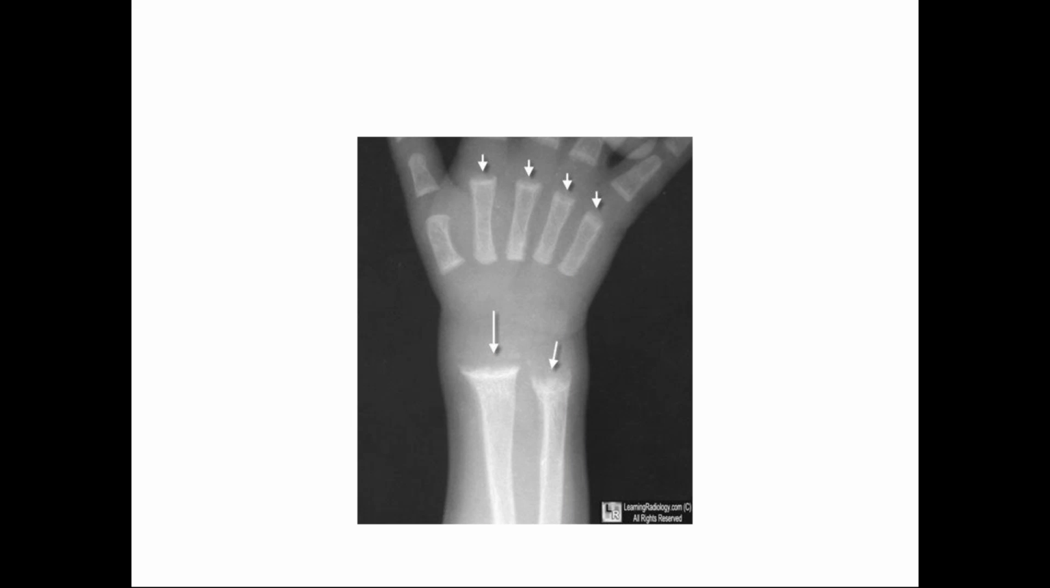So coming to the X-ray, the first feature which you can see in the X-ray is the loss of normal zone of calcification adjacent to the metaphyseal part. So the zone of calcification is lost, which results in frayed appearance of the bones and widening of the growth plate.